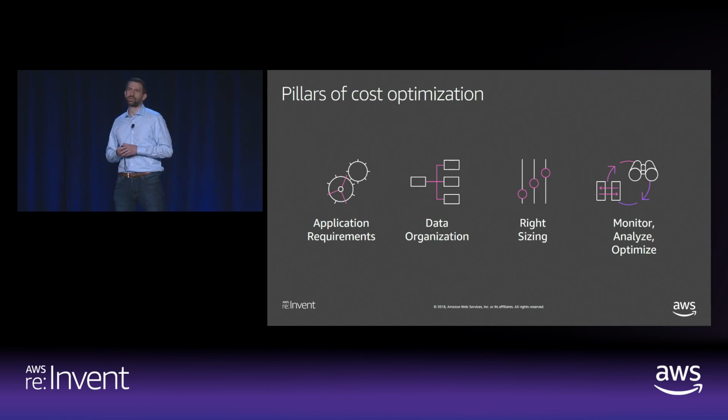So let's talk about the pillars of cost optimization. When I talk about pillars, it's really the steps, the things you have to do in order to optimize your cost. And the first pillar is all about your applications. It's all about the requirements of your applications.